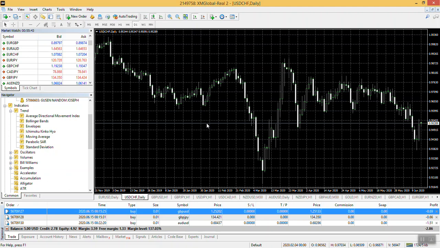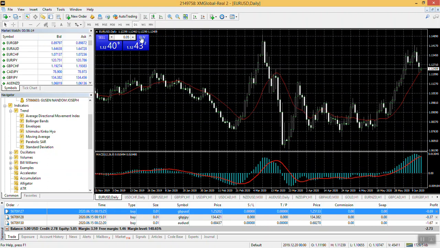Now if you can identify trends and know when they started and when they are ending, then you're going to be a very good forex trader. Okay, so next I'm going to show you how to spot a trend and how to know when a trend is ending. Okay, so let us begin with euro versus US dollar.